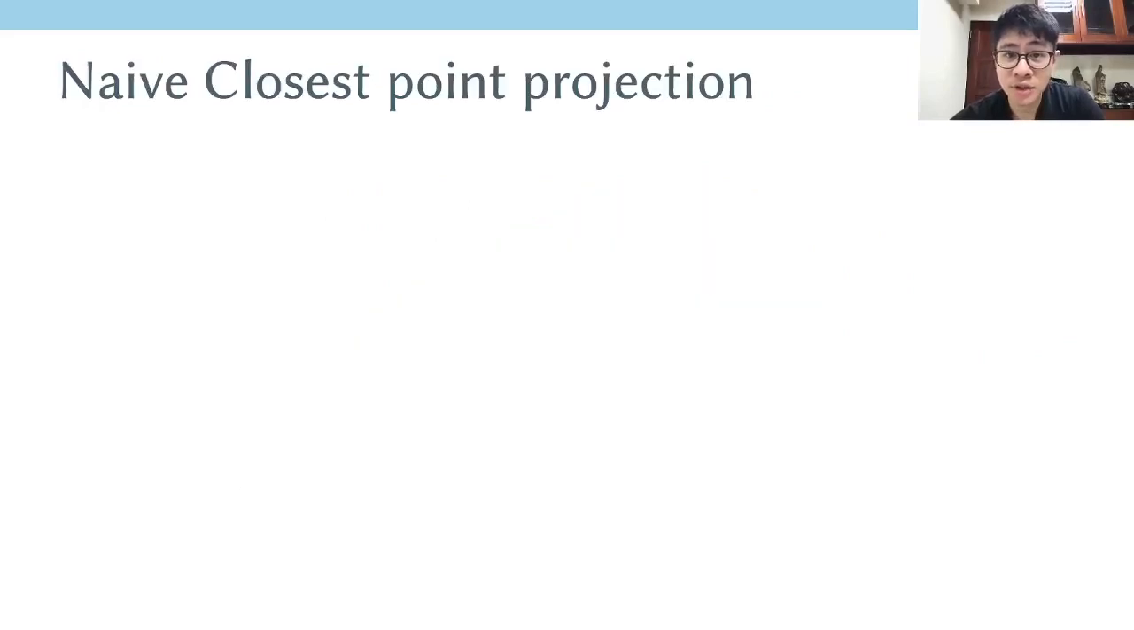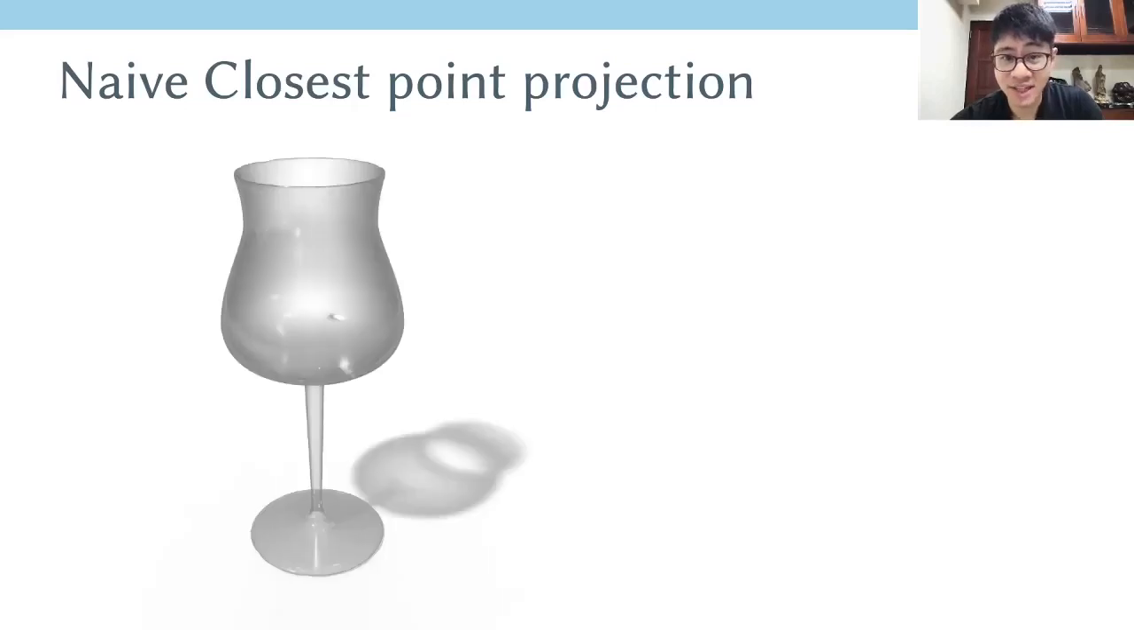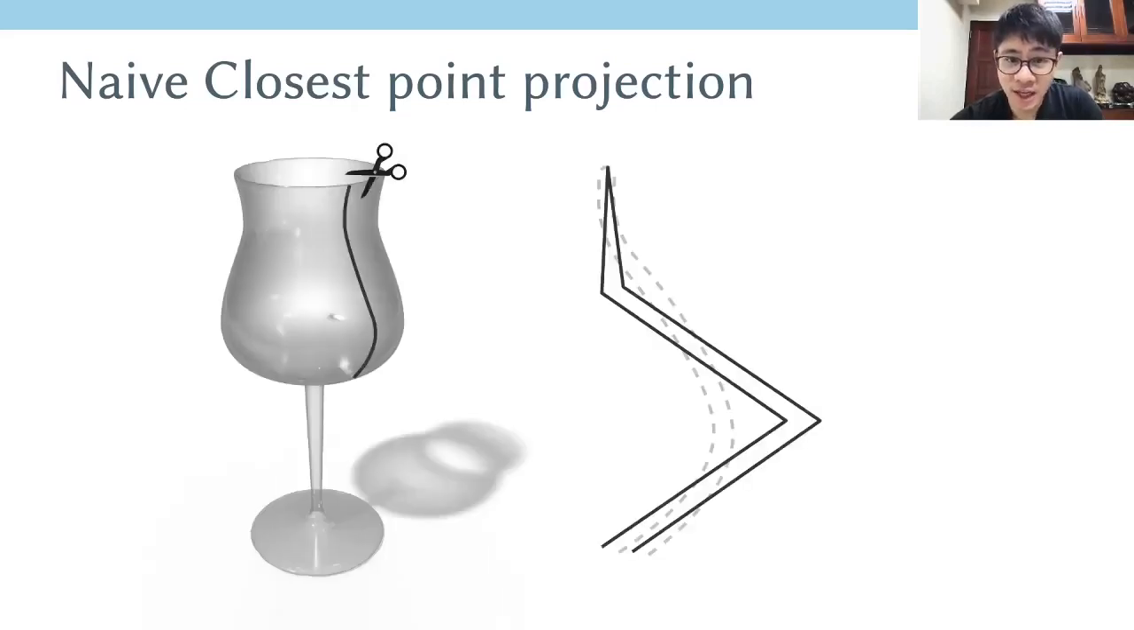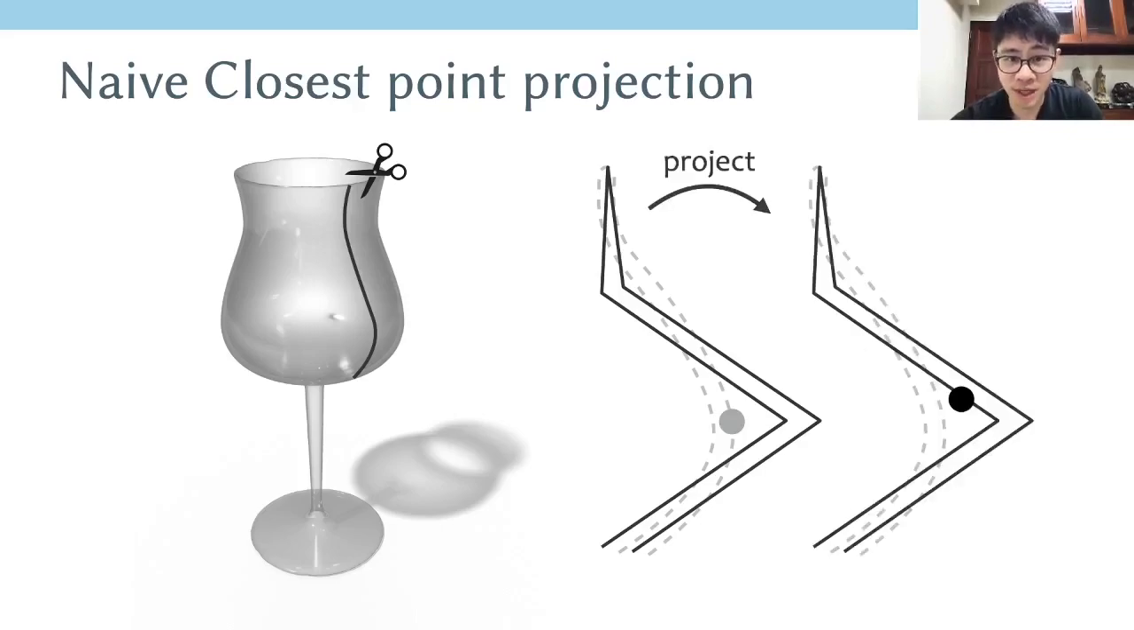A naive approach is to use a closest point projection, but this will lead to terrible failure cases. So take this wine glass as an example. If we cut it and look at its cross section, where we use the gray dotted line to represent the original mesh, and the black solid line to represent the coarse mesh. And let's say you want to do an interpolation for this point in gray, using its closest point on the coarse mesh shown in black.